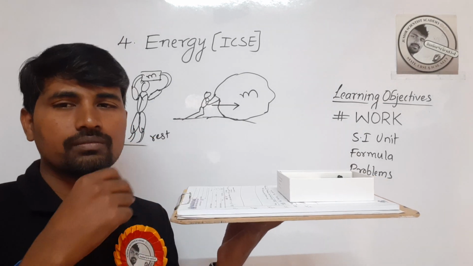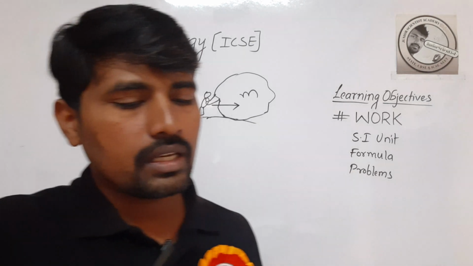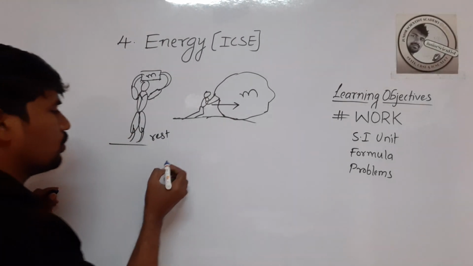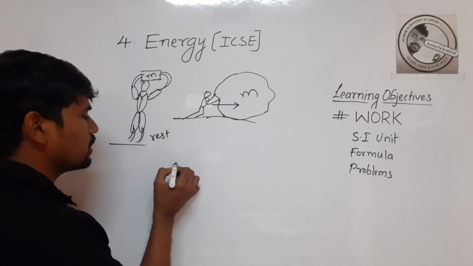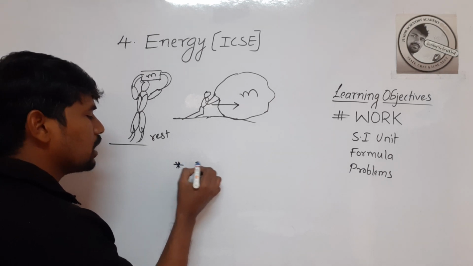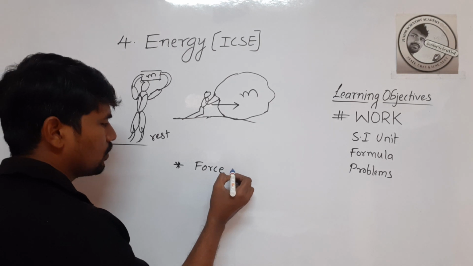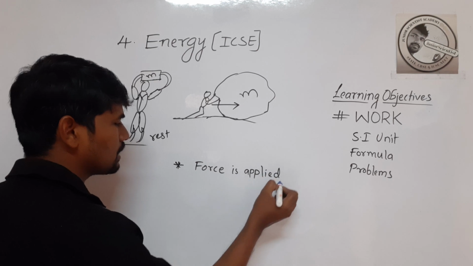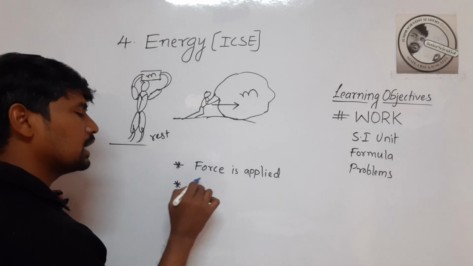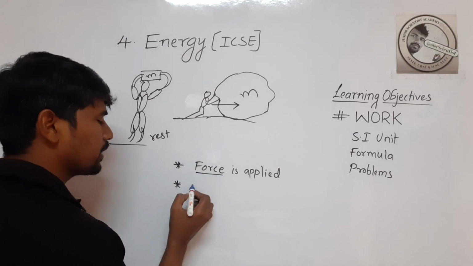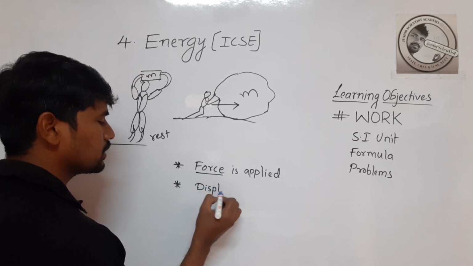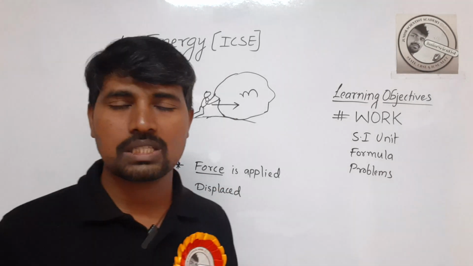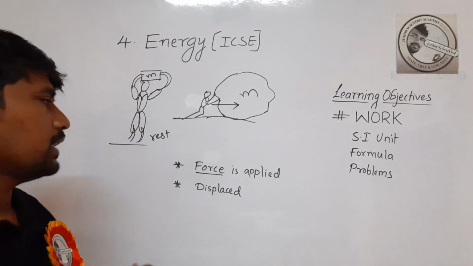Shifted, moved. It moved from one place to another. Only two things happen here. What are those? The first thing is force applied. Force is applied on the object, and the second thing is it was displaced. Force is applied and the object was displaced. Two things we have observed, right?